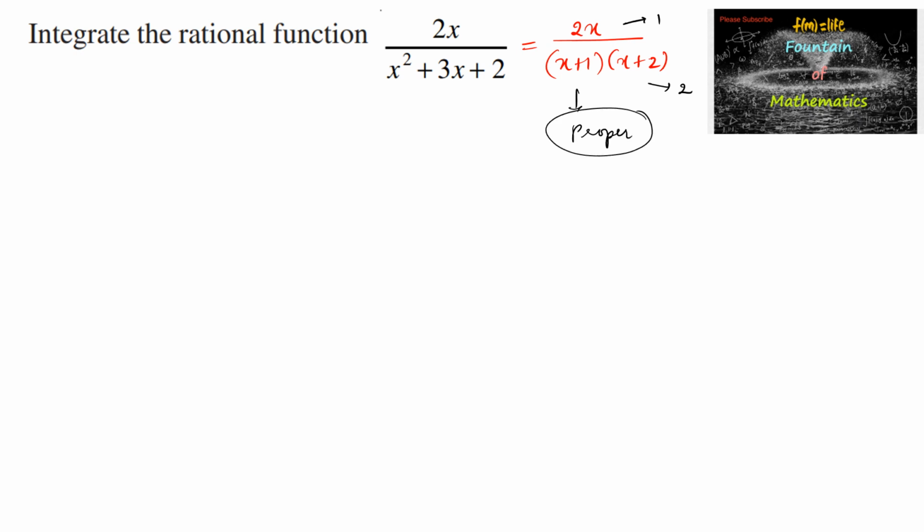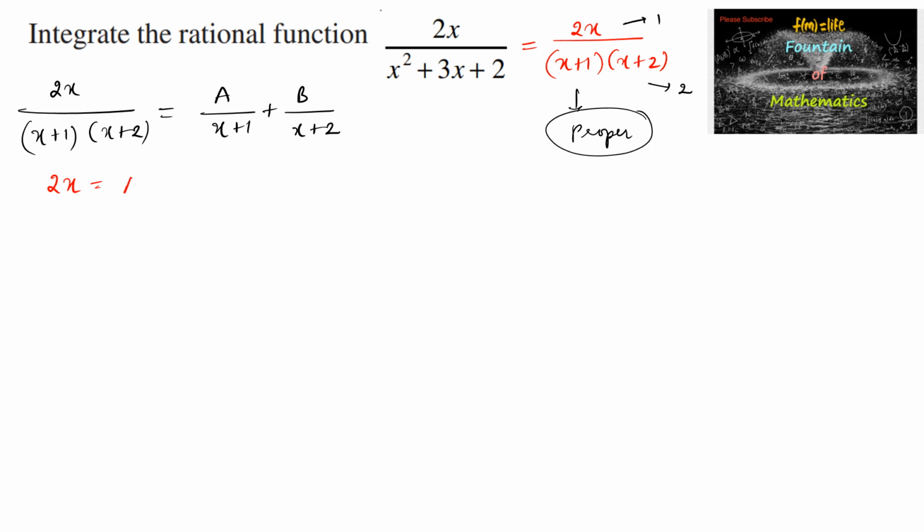So that we can resolve into factors as 2x upon x plus 1 into x plus 2 is equal to, we can express this as partial fractions as a upon x plus 1 plus b upon x plus 2. 2x is equal to a times of x plus 2 plus b times of x plus 1.